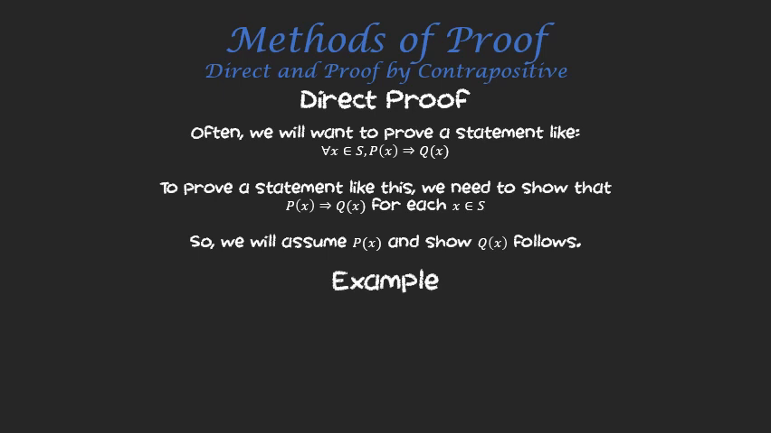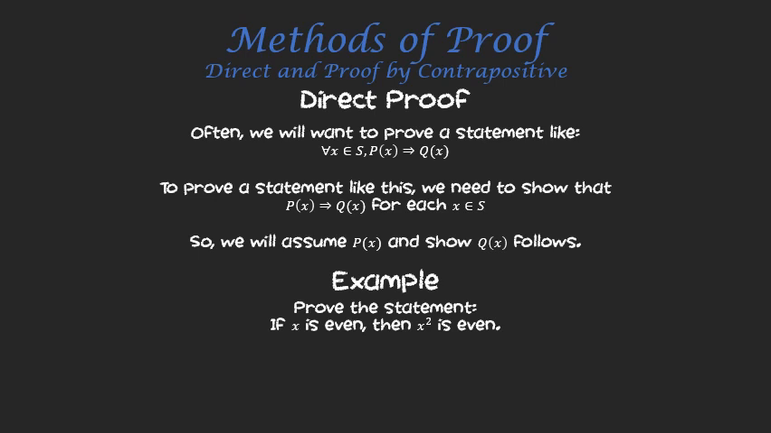So let's just take a look at a quick example of a direct proof. So here we'll prove the following statement: if x is even, then x squared is even. This could also be stated: the square of every even integer is also even. We could say it like that, but here it's phrased nicely for us as an implication.